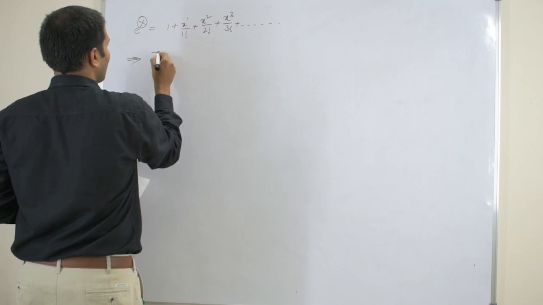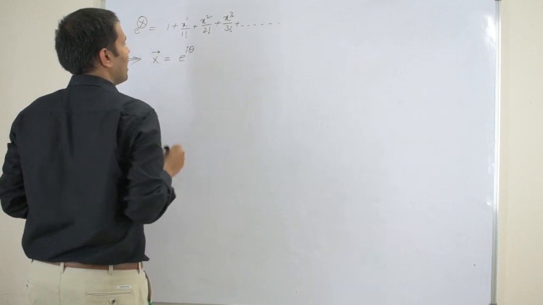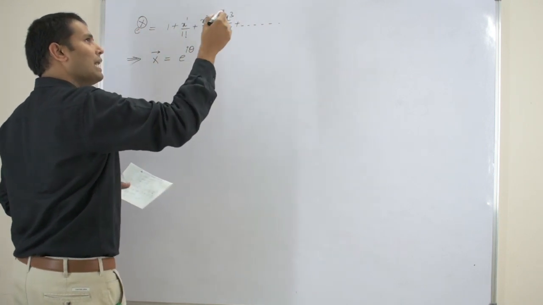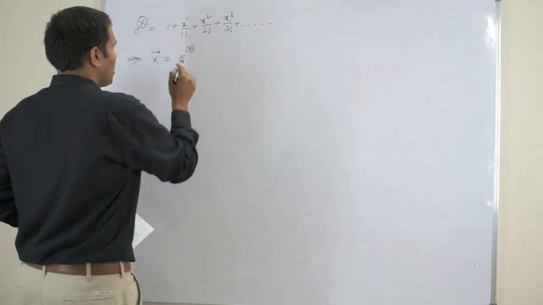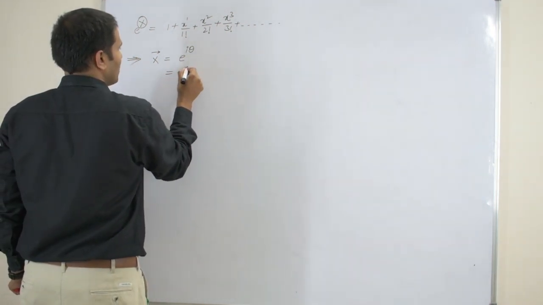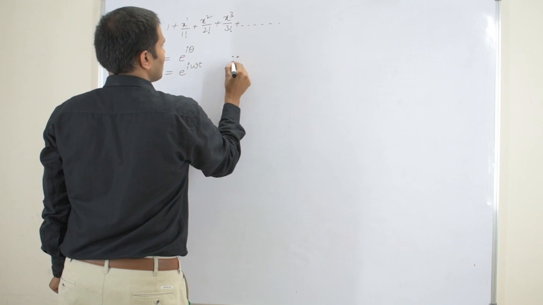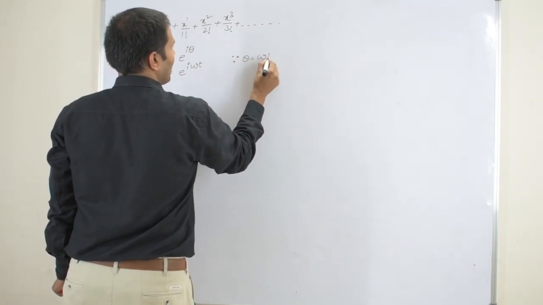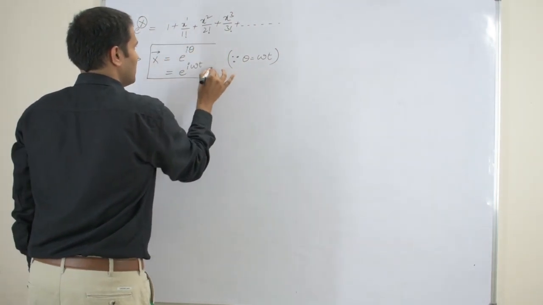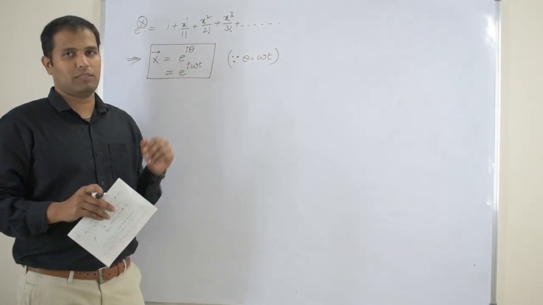So x bar equals e power i theta, I can write. Instead of x, what do we have? i theta every time. So I have written this. Again I can rewrite this as e power i omega t. How did you get this? Theta equals omega into t. So this is the representation of simple harmonic motion in complex form.